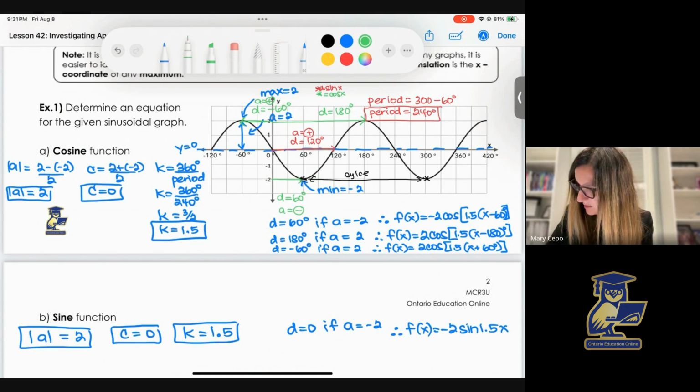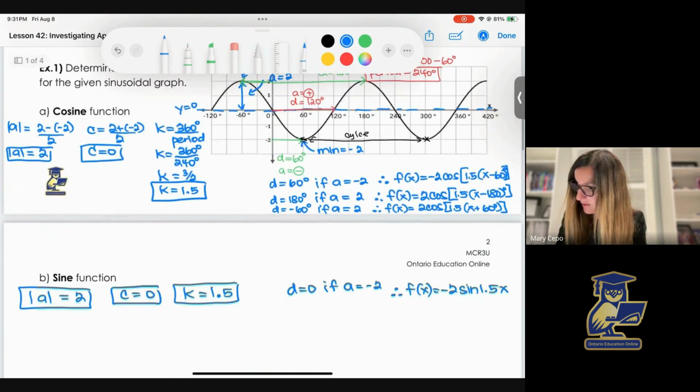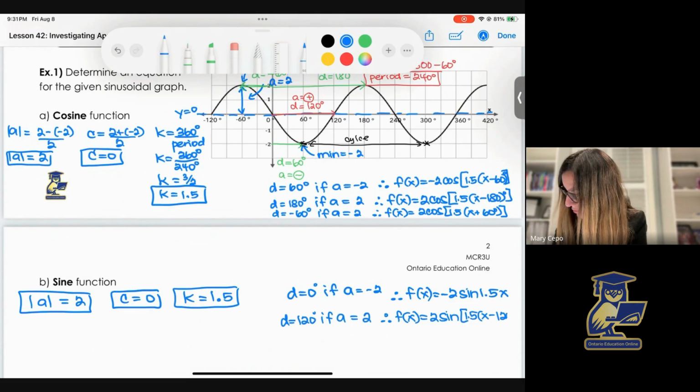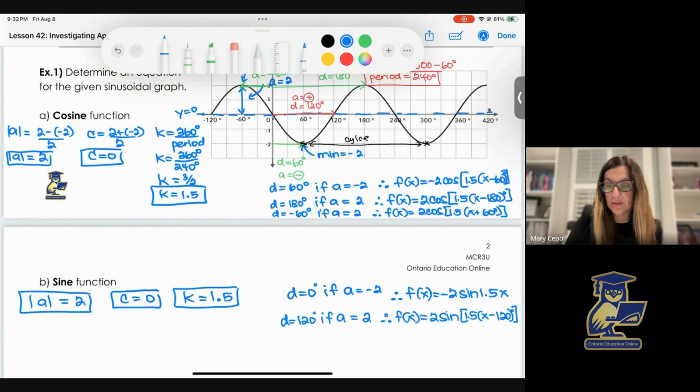So we'll go back to, again, if you wanted, d is going to equal 120 degrees if a is positive 2. So therefore the equation would be f of x is equal to 2 sine 1.5 x minus 120 degrees. Okay, so lots of options. We could have gone to the left as well. We don't have to show all those options, but we know we have something.